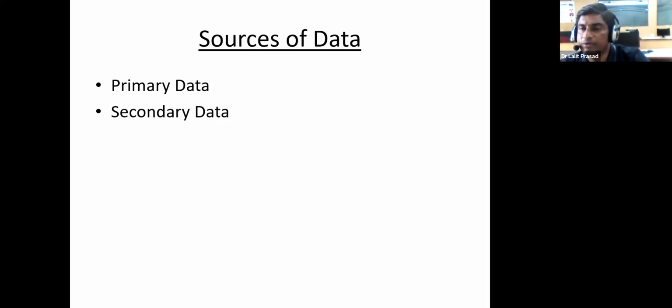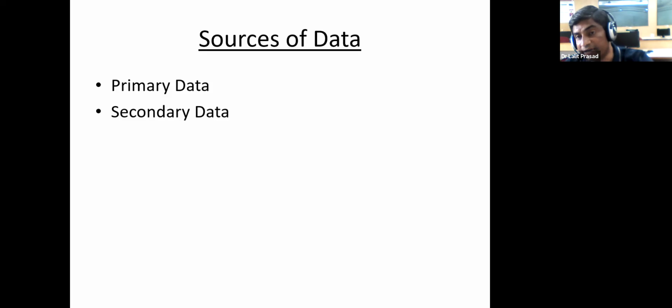Now we are talking about the sources of data. When we collect the data, there are two sources. The people who are studying in MBA and all, if we ask them what the types of data are, they will tell you primary and secondary data. No, the types of data are quantitative and qualitative data. Either it will be in the form of numbers or can be converted into numbers, whereas qualitative data are in the form of words, sentences, and all these things, descriptive in nature.